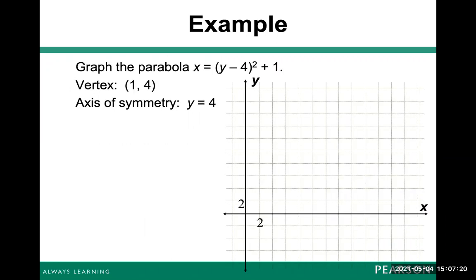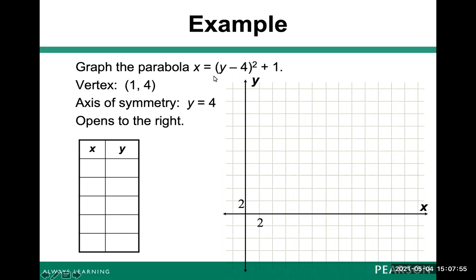Next example. We're going to graph the parabola x equals (y minus 4) squared plus 1. The vertex is (1, 4). Remember that with the sideways parabolas, the k is what's in with the y, and the h is over here. The axis of symmetry is going to be the horizontal line y equals 4. And again, it opens to the right because a is 1, the invisible 1 right here.